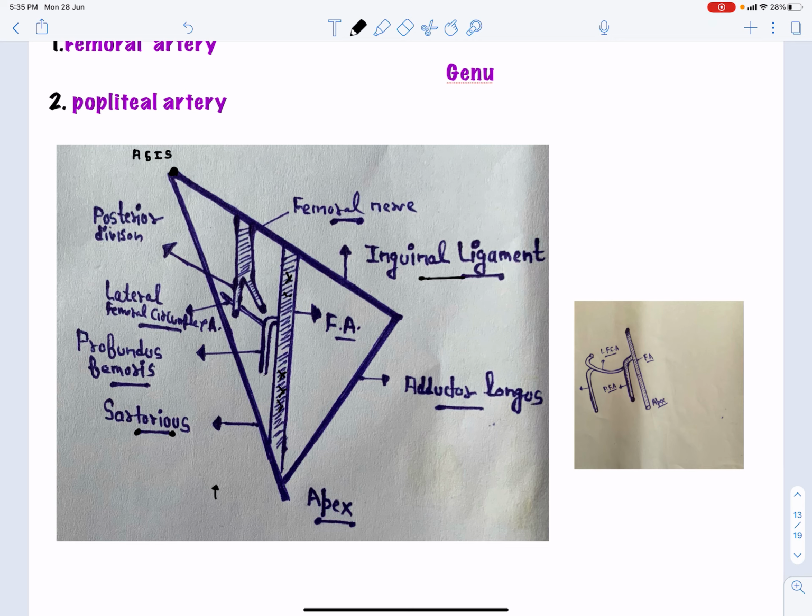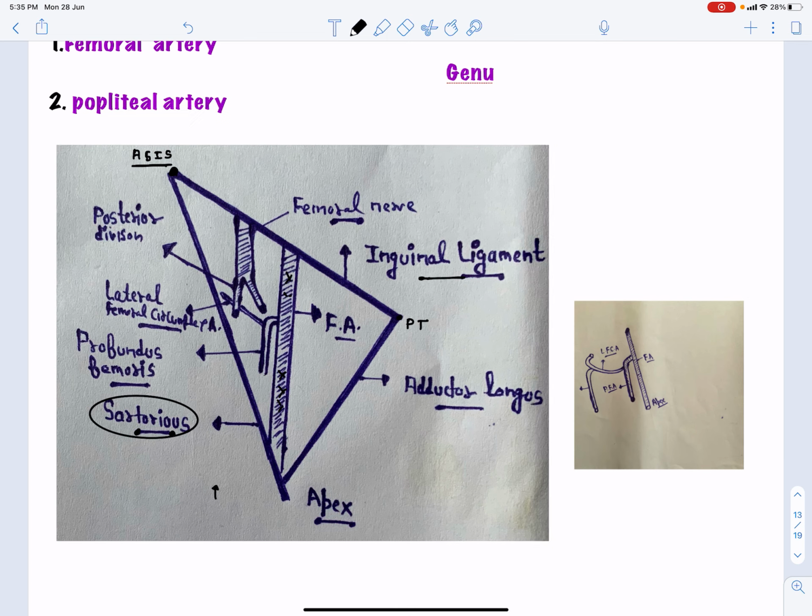Which muscle? Yes, please. Sartorius muscle, which is the longest muscle, right? And medially, our femoral triangle is bounded by the adductor longus muscle. Which muscle? Adductor longus muscle, right?